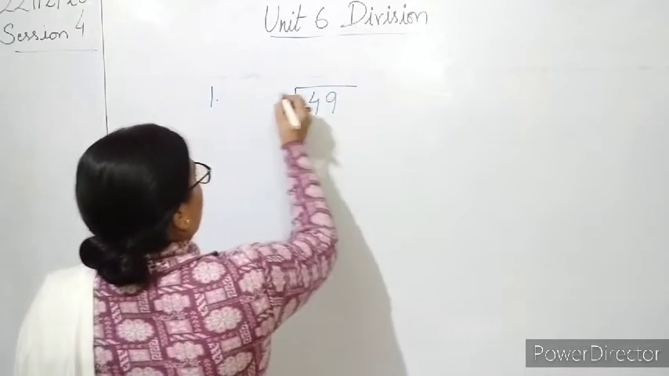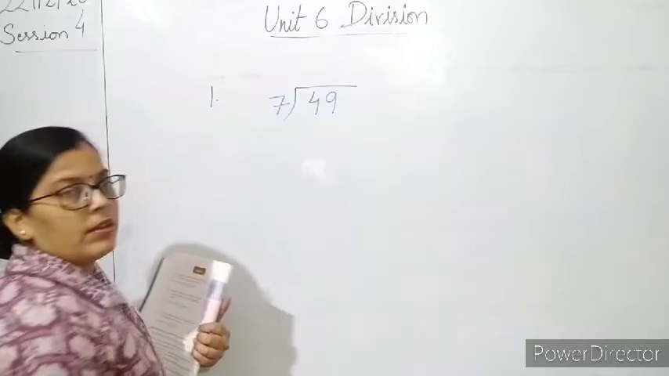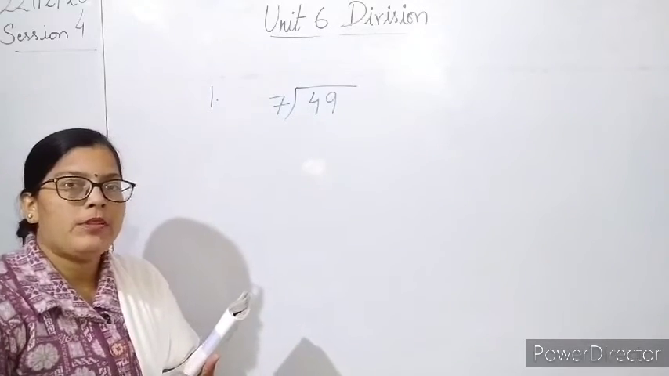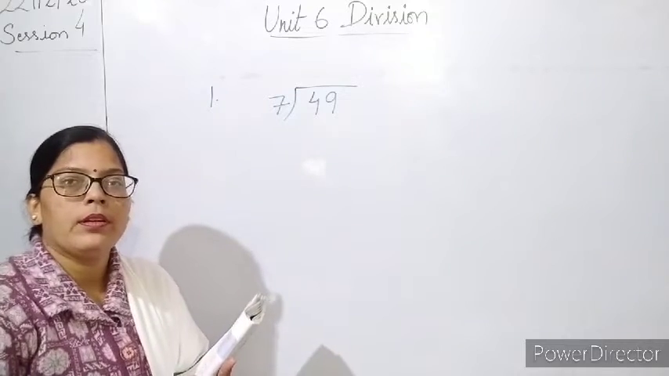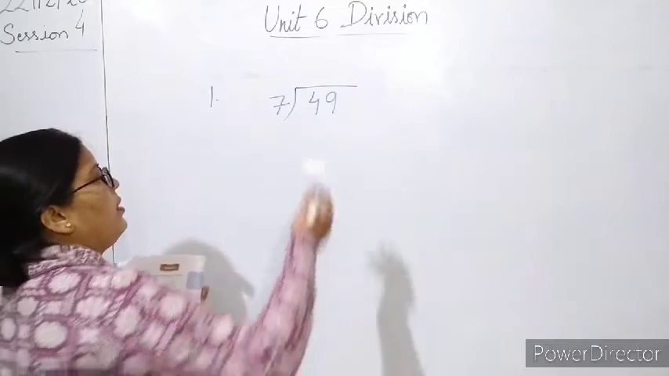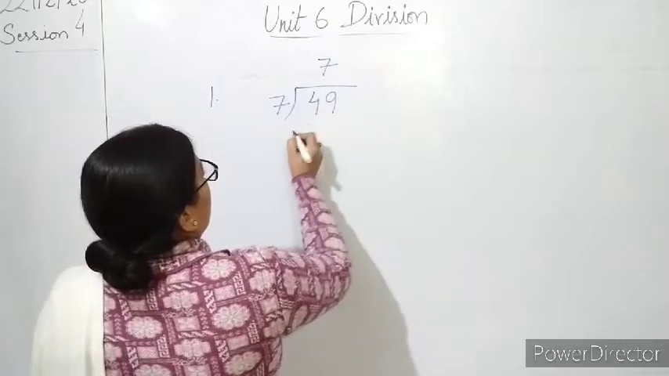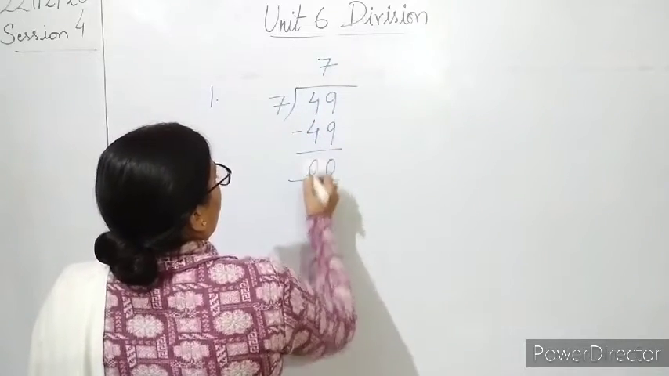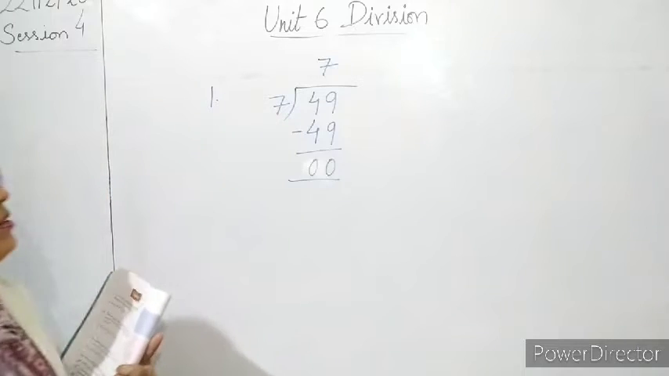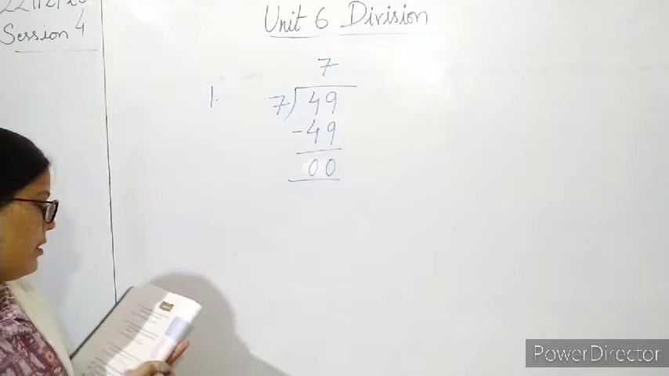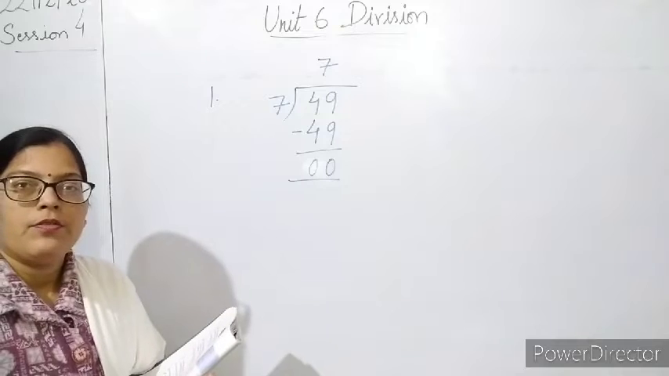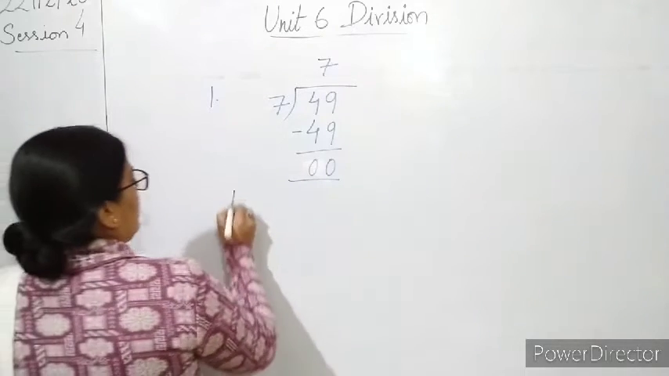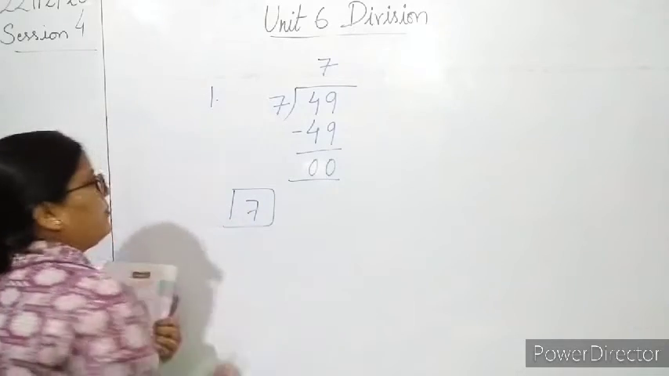49 divided by 7. By how many times will you get 49 in the table of 7? By 7 times. So 7 sevens are 49. Subtract the numbers, you will get zero. So here the answer is 7. Each child will get 7 cookies.